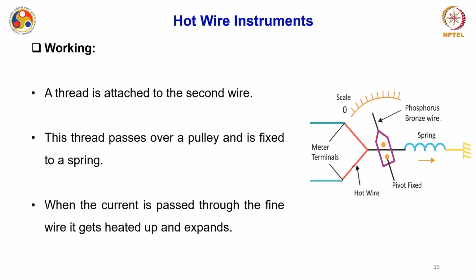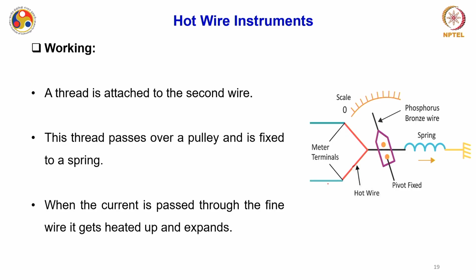This thread passes over a pulley and is fixed to a spring. This pulley and thread arrangement is very important to magnify the expansion of the hot wire, which is very small, on a scale. This will mechanically amplify the movement of the pointer. So this thread passes over a pulley and is fixed to a spring, right?